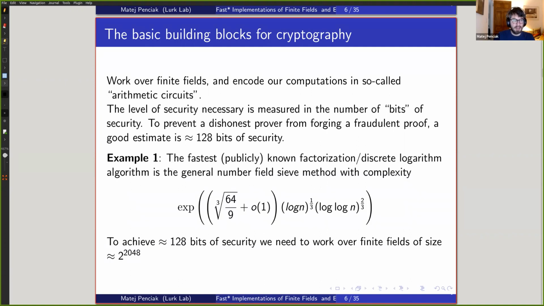So just a couple of examples. For example, the fastest known factorization and discrete logarithm algorithm is based on the general number field sieve method, and it has a runtime of this form. To achieve about 128 bits of security, you need to use prime fields of size 2 to the 2048, right? So very large prime fields.